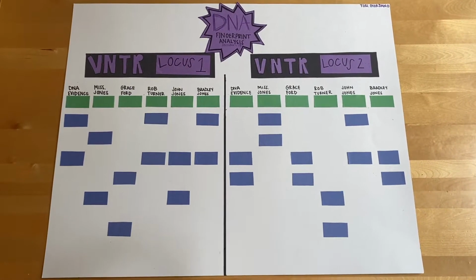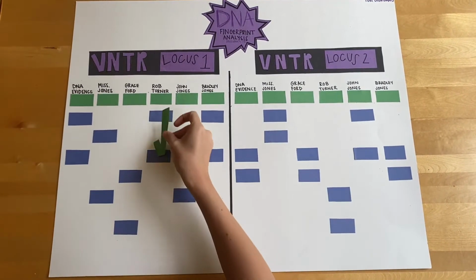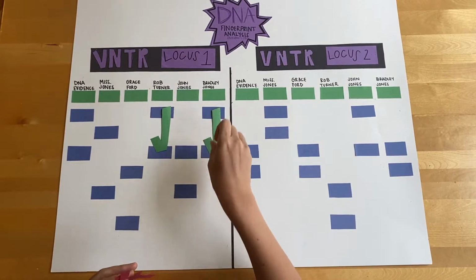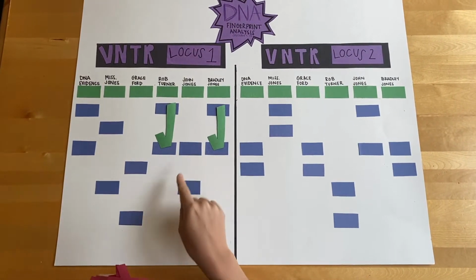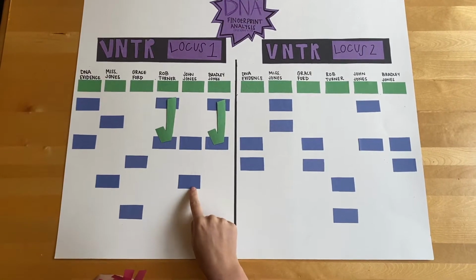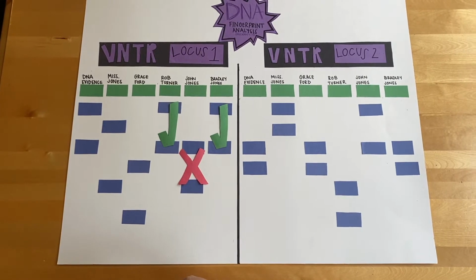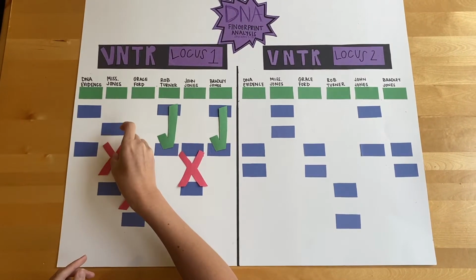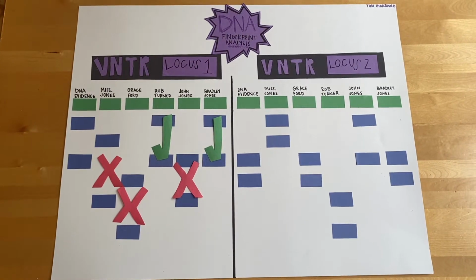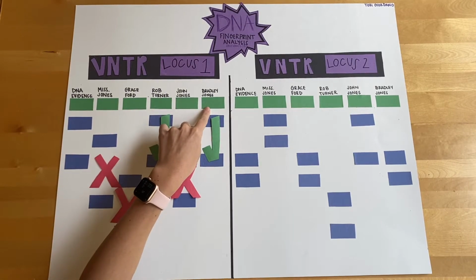Looking at just VNTR locus 1, we can see that the evidence DNA matches with both Rob Turner and Bradley Jones. We also see that one of John Jones' alleles matches the evidence DNA, but John Jones' DNA does not exactly match the evidence DNA, which means he is not the culprit. The alleles of Grace Ford and Mrs. Jones do not match the evidence DNA at all, meaning we can rule them out of being the perpetrator as well. So from VNTR locus 1, we see that our two possible suspects are Rob Turner and Bradley Jones.